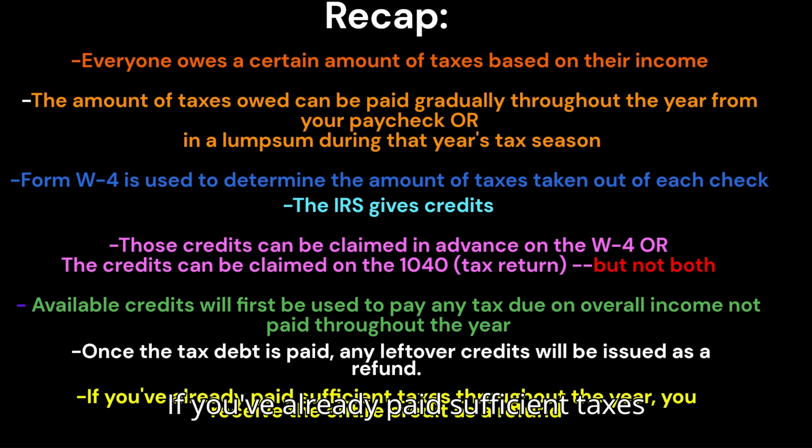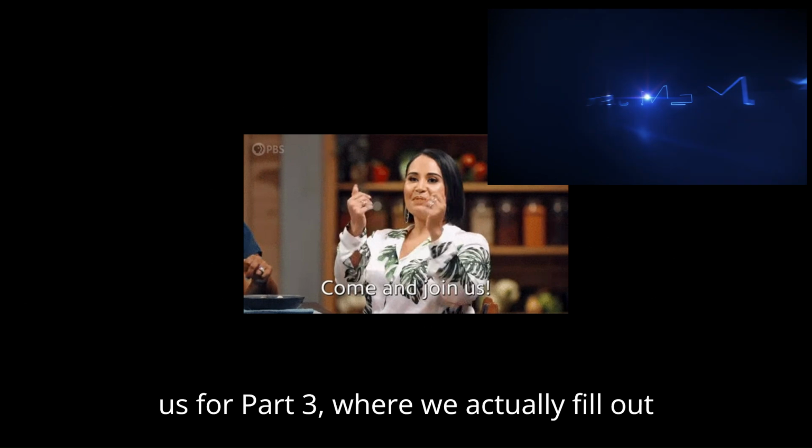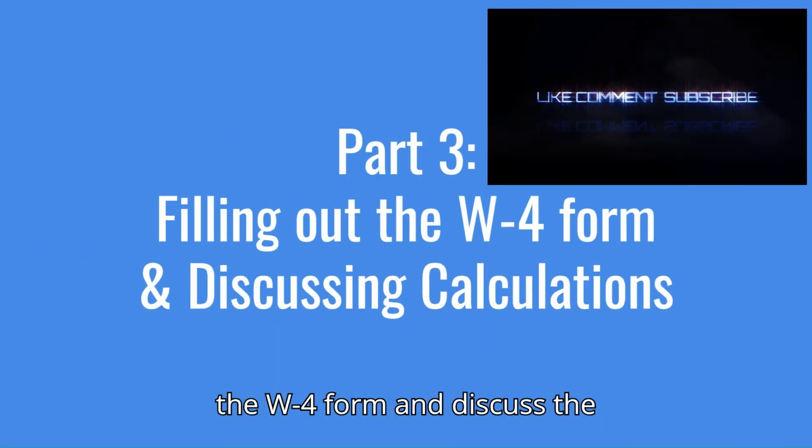If you've already paid sufficient taxes throughout the year, you receive the entire credit as a refund, in addition to any overage that you may have paid out of your check. Join us for part 3, where we actually fill out the W-4 form and discuss the calculation.